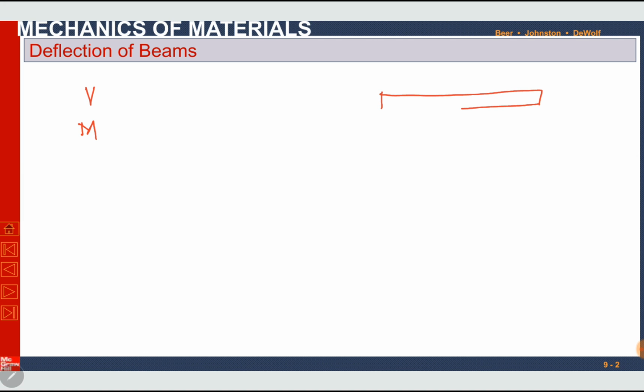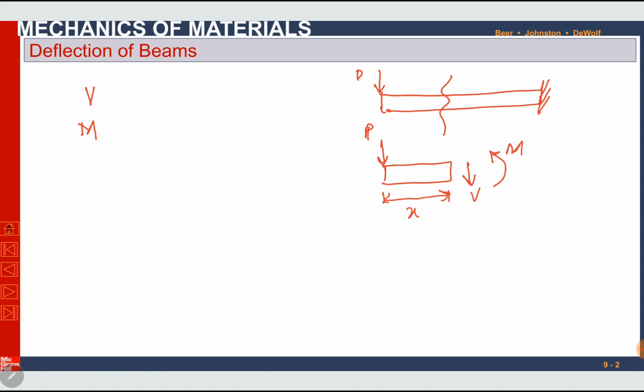For example, if we have a beam, previously by sectioning the beam at any point, we can find shear force and bending moment in the beam. Using this shear force and bending moment, we can find the shear stress and bending stress in beams.